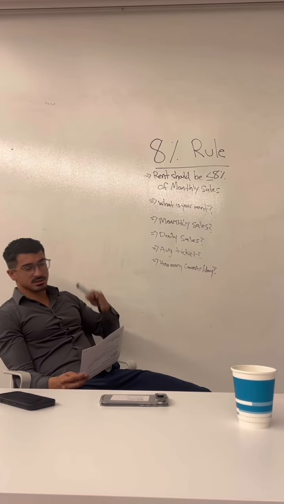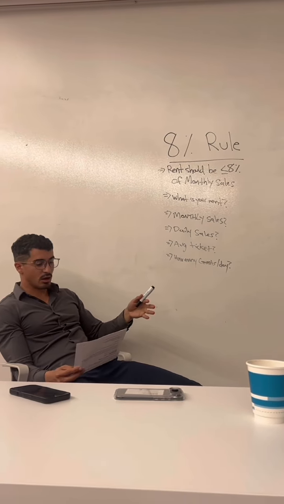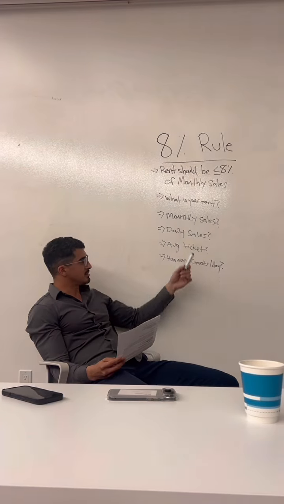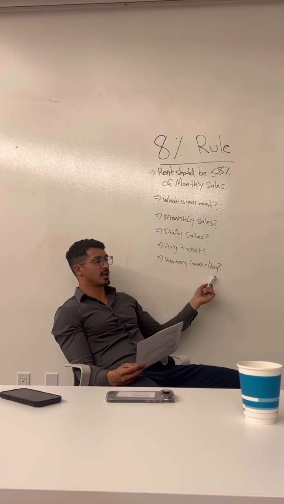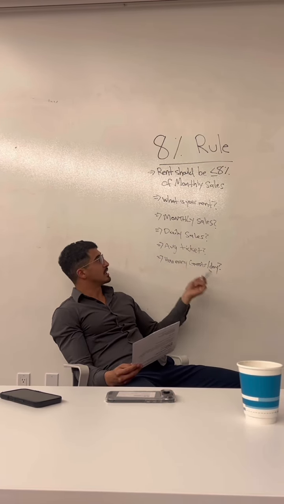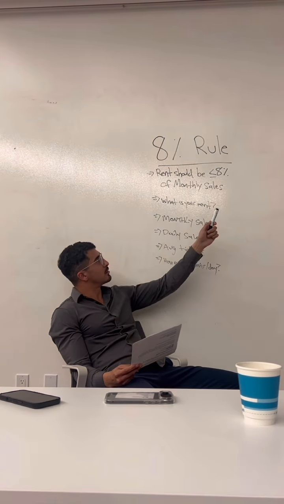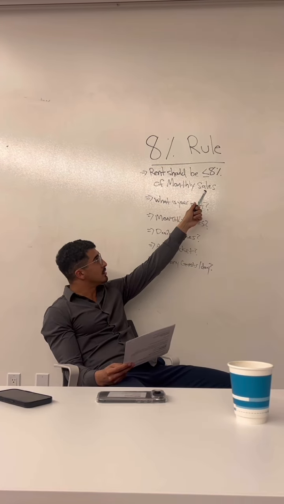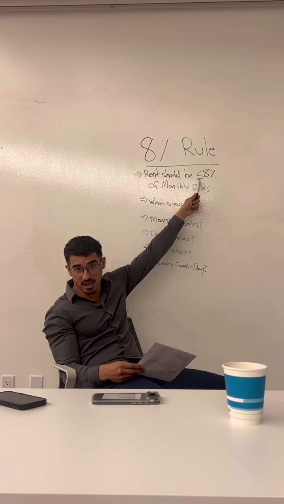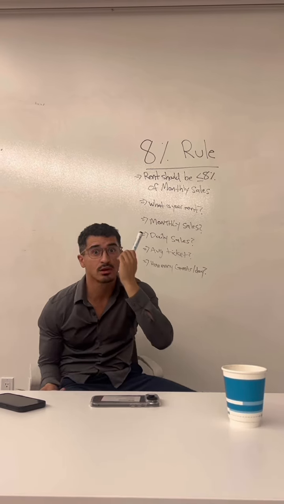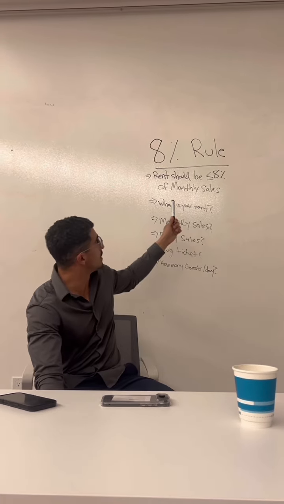So if you're, let's say for example, your average ticket is $26, then in the example I provided, you're gonna need 130 guests a day times 26 to hit the number of sales that you need to be at or under this 8% rule. So my question is to the restaurant business owners is, do you use the same equation?